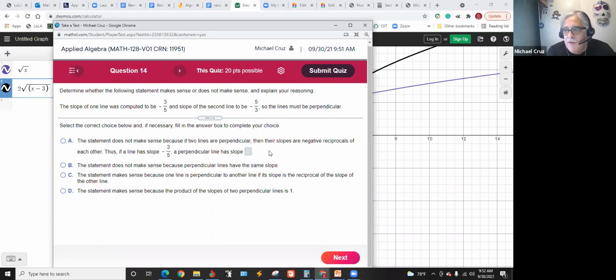Okay, determine whether the following statement makes sense or does not make sense and explain your reasoning. The slope of one line was computed to be negative 3/5, and the slope of the second line is computed to be negative 5/3. So the lines are perpendicular. That's a false statement because it would be perpendicular if you have reciprocal and the sign change. Here the sign stays negative, so this is not perpendicular. Matter of fact, we can say it's not perpendicular. So this right here is the answer.